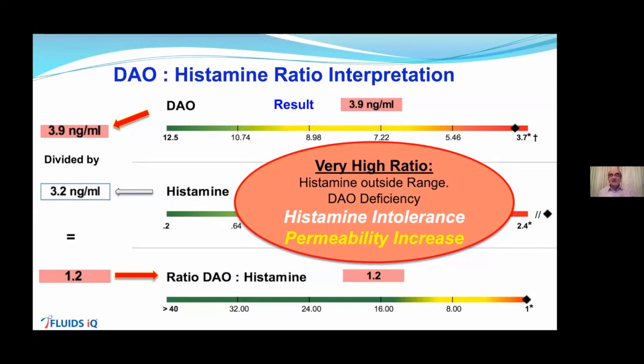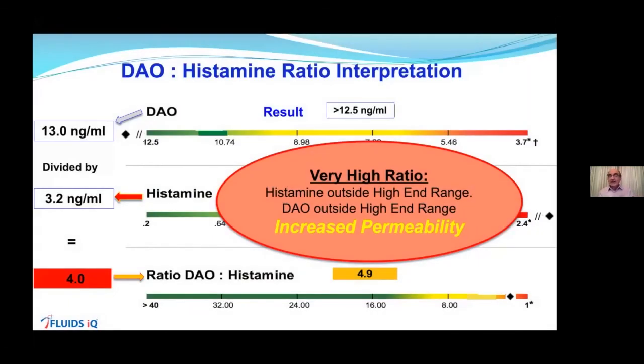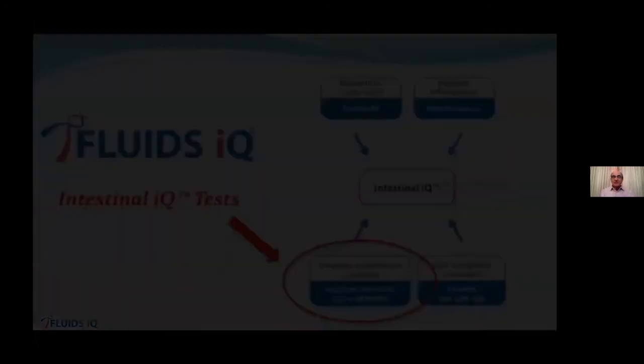And then you have the various types of very high ratios, where it can be due to very high histamine, even in the face of very low DAO, or what's even worse, extremely high DAO with extremely high histamine. That means you've got the worst of worlds. You have histaminic intolerance together with increased permeability. That must be dealt with very, very quickly.